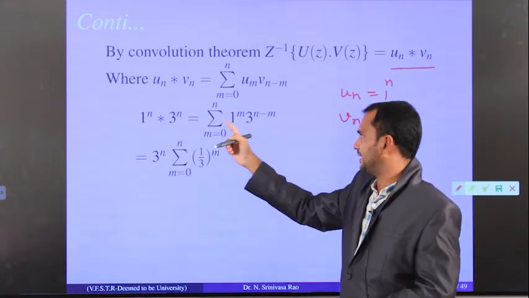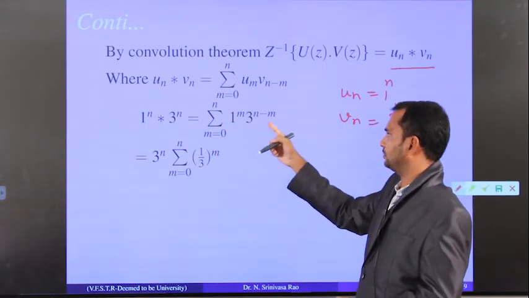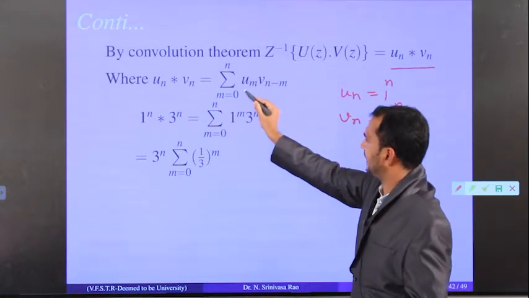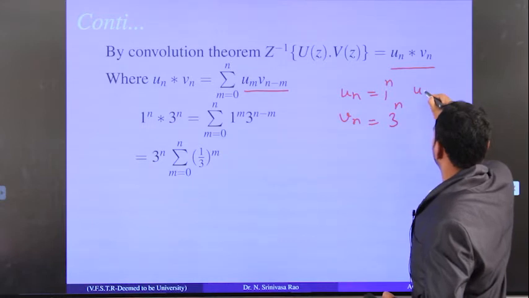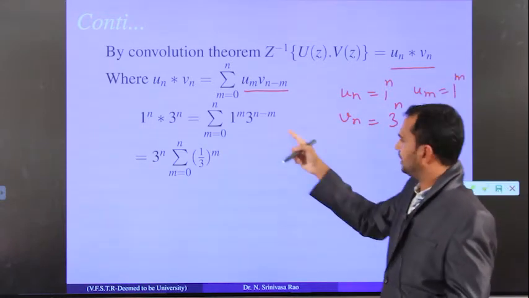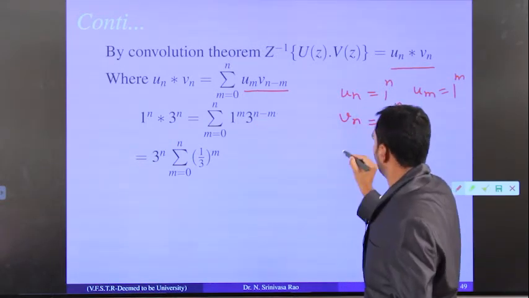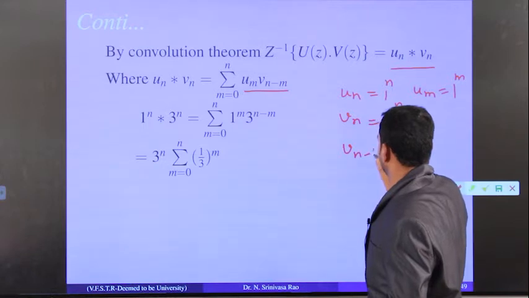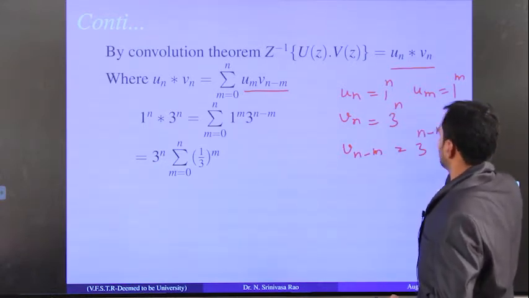So that is given by sigma m equal to 0 to n, 1 power m into 3 power n minus m. So it is defined as Um. So Un is 1 power n, so what is Um here? Obviously it is 1 power m. Similarly, this is 3 power n minus m. How is it? Vn is 3 power n, so what is Vn minus m? Obviously it is 3 power n minus m.